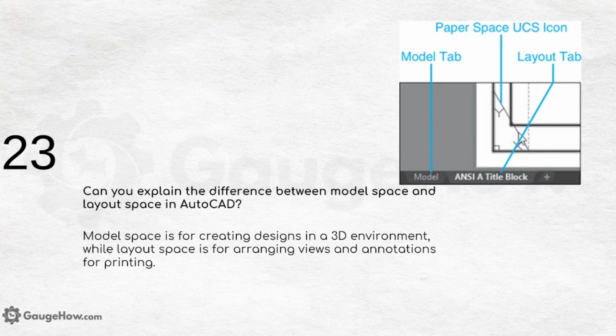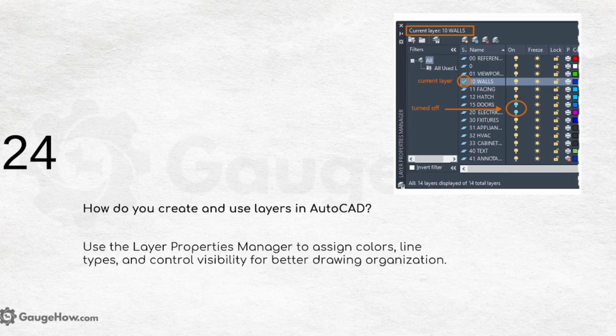Can you explain the difference between model space and layout space in AutoCAD? Model space is for creating designs in a 3D environment, while layout space is for arranging views and annotations for printing.